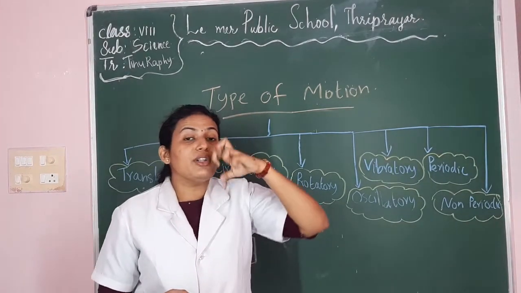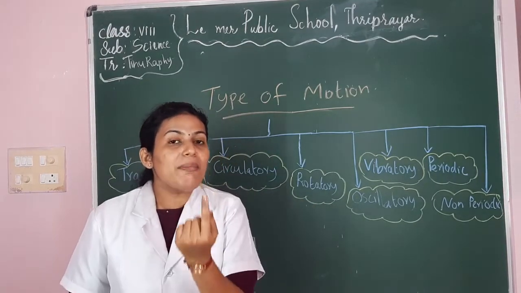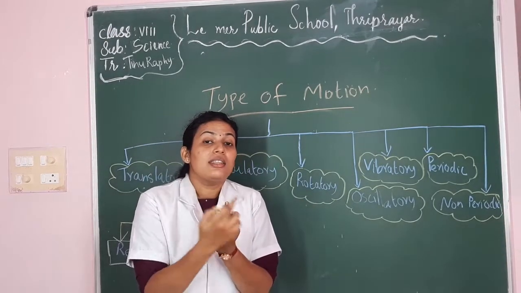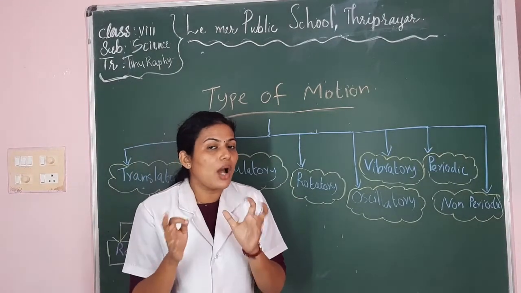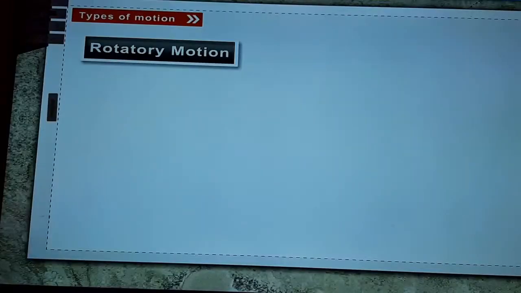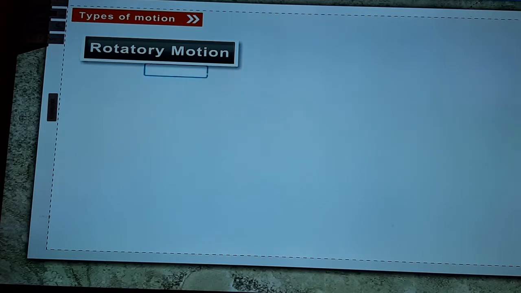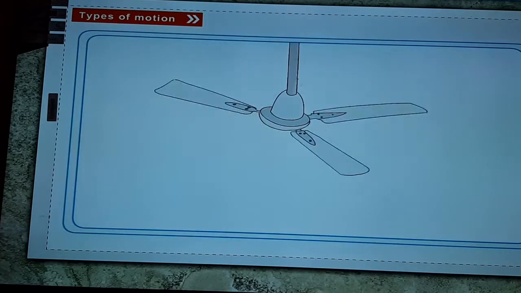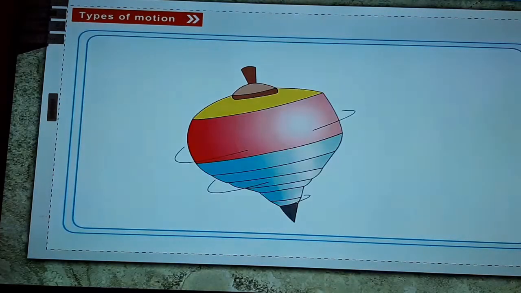And the spinning of the top, when you play with a spinning top, you may have seen it will have a single axis and the top body will be rotating on the single axis without changing its position. So that is also an example of rotatory motion. A body is said to be in rotatory motion if it moves about a fixed axis without changing its position. For example, the motion of the blades of a fan and a spinning top all show rotatory motion.